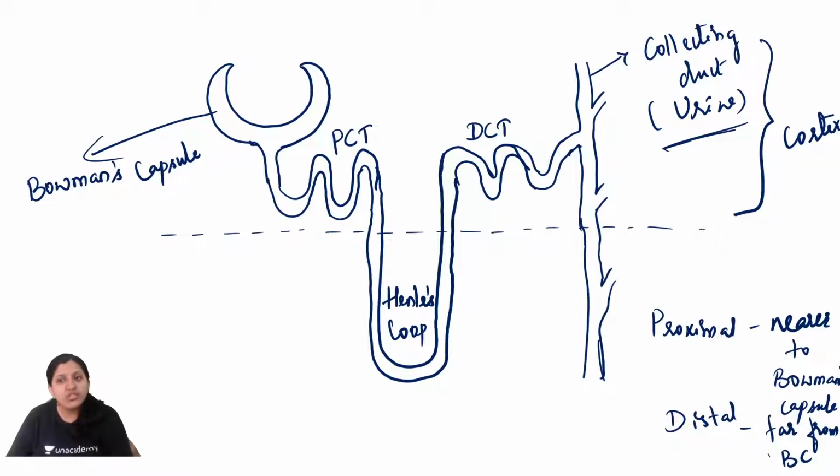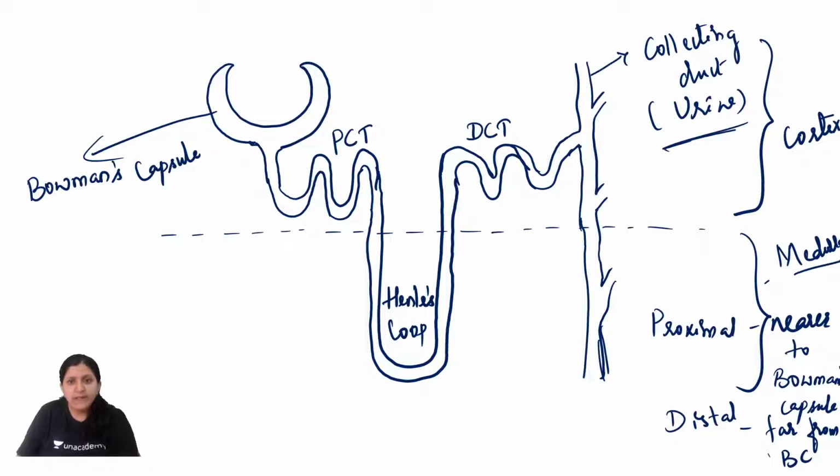So in the cortex region, what all comes? DCT, PCT, Bowman's capsule. And this region, what you find here, is actually the medulla region. In the medulla region, you find the Henle's loop and then the collecting duct. So this is forming the medulla region, and this is forming the cortex region. Now moving on to the next one.